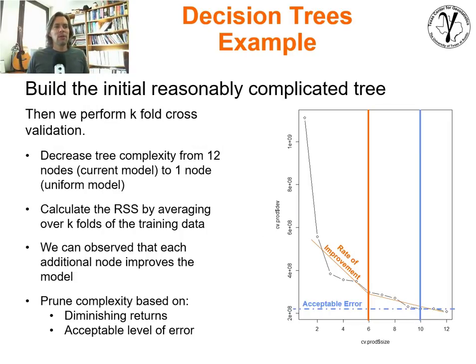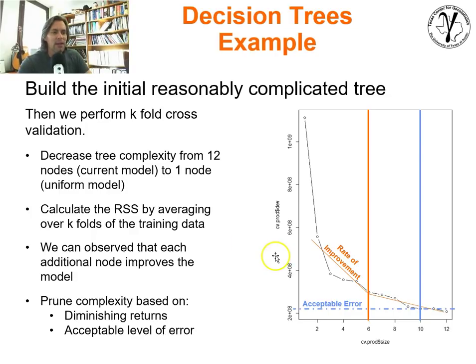So we're going to build an initially reasonably complicated tree, and then we perform k-fold cross-validation. If we do that, we will get, over the k-folds, an average amount of error for each level of complexity. What happens if we take our original tree of 12 nodes and we prune it, train and test it, prune it, test it, all the way back? What happens to the overall error in making predictions when we have different levels of complexity? From that, we can make a choice about how complicated a tree we should be working with.